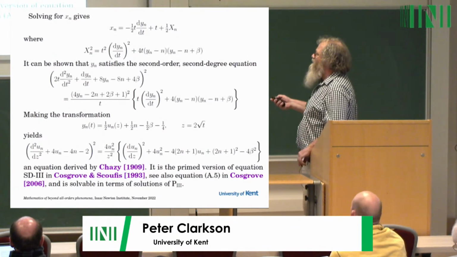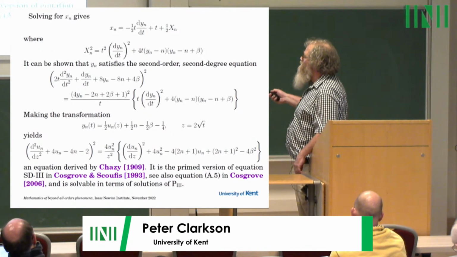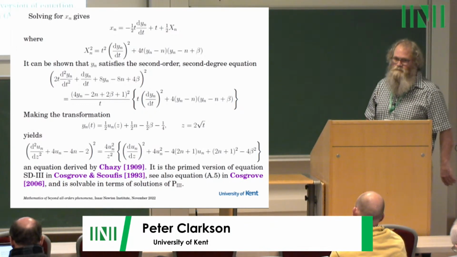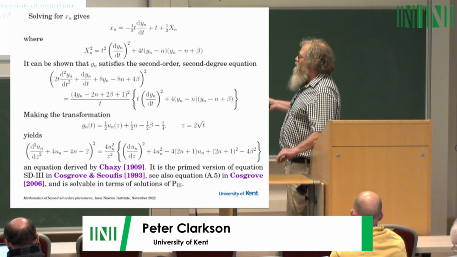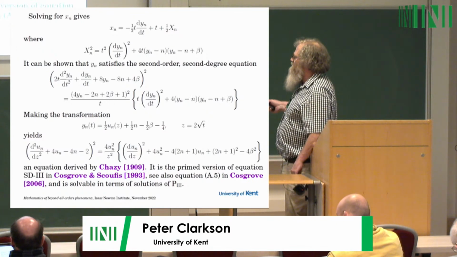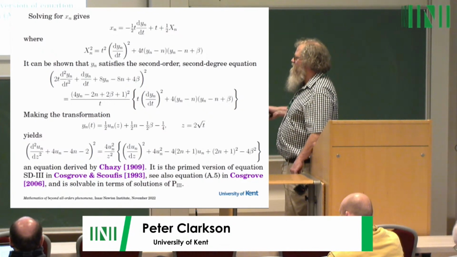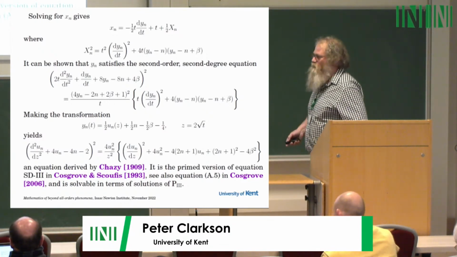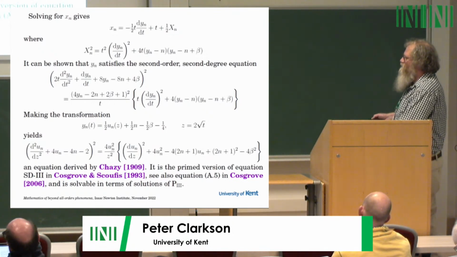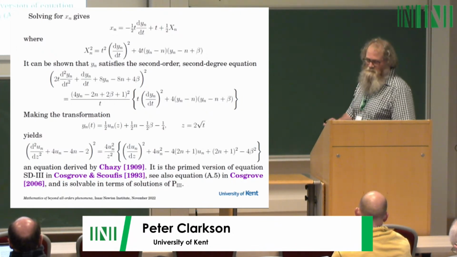Now, if you solve for xn, this is what you get, where xn squared is this quantity here, and then yn satisfies a second order, second degree differential equation. This is what it actually is. And making this transformation here, it comes down to this second degree differential equation first derived by Chazy in 1909. It also appears in the work of Cosgrove and Scoufis in 1993, and in Cosgrove's paper in 2006, where he showed it was solved in terms of solutions of Painlevé III.